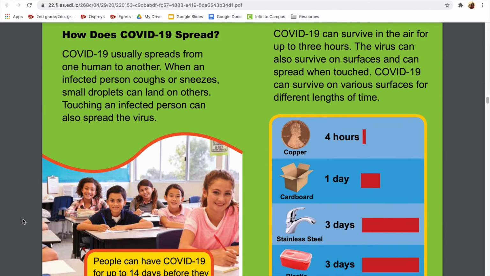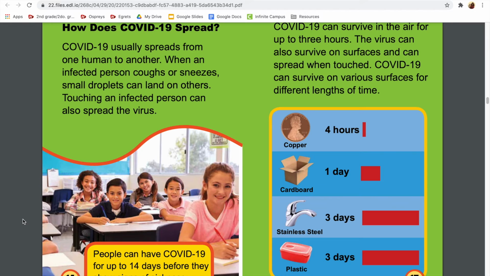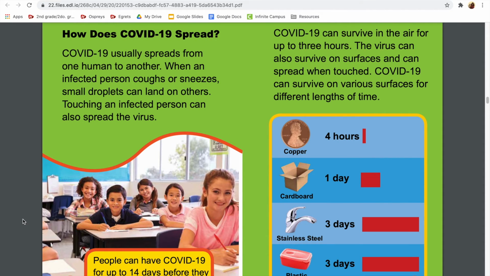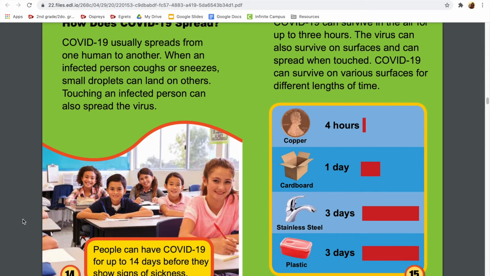How does COVID-19 spread? COVID-19 usually spreads from one human to another. When an infected person coughs or sneezes, small droplets can land on others. Touching an infected person can also spread the virus. People can have COVID-19 for up to 14 days before they show signs of sickness. COVID-19 can survive in the air for up to 3 hours. The virus can also survive on surfaces and can spread when touched. COVID-19 can survive on various surfaces for different lengths of time.